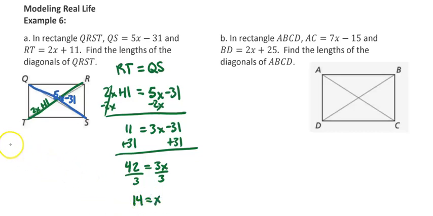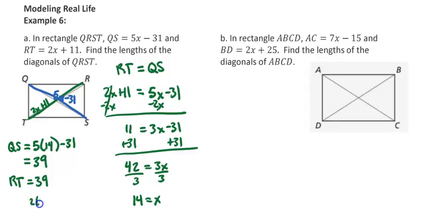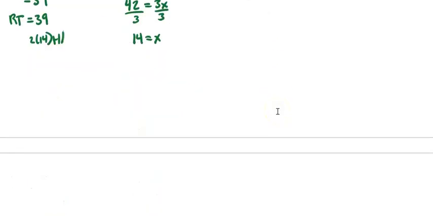But they want to know the lengths of the diagonals. So QS is 5 times 14 minus 31, which if we plug in a calculator is 39. And so RT should be the same thing since they are congruent. You could check though by doing 2 times 14 plus 11, which does get us 39, so that's a great check to verify that these are congruent.